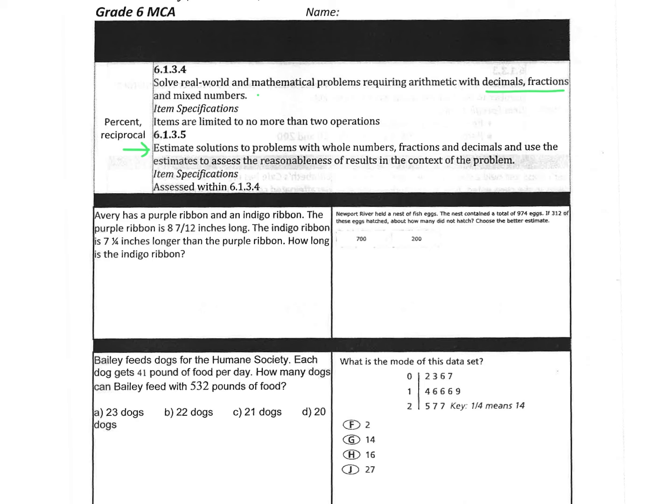So looking at Avery's question here, Avery has a purple ribbon and an indigo ribbon. The purple ribbon is 8 7/12 inches long. The indigo ribbon is 7 1/4 inches long. How long, got to read the question. The indigo ribbon is longer than the purple ribbon. How long is the indigo ribbon?